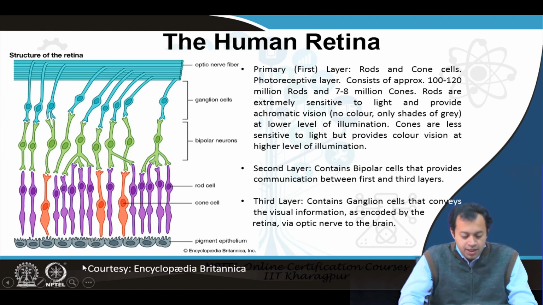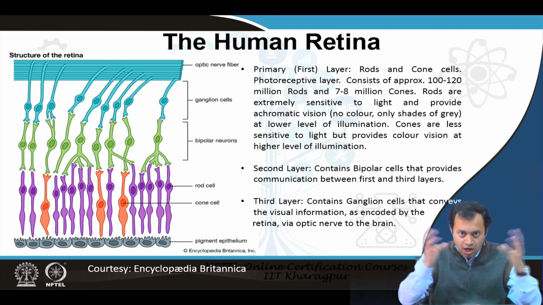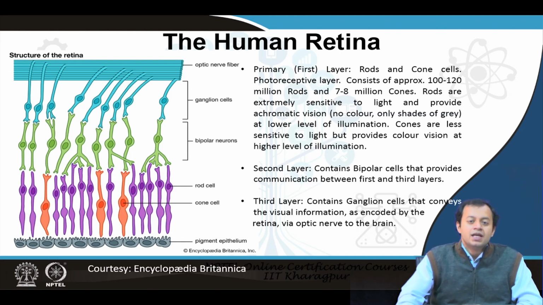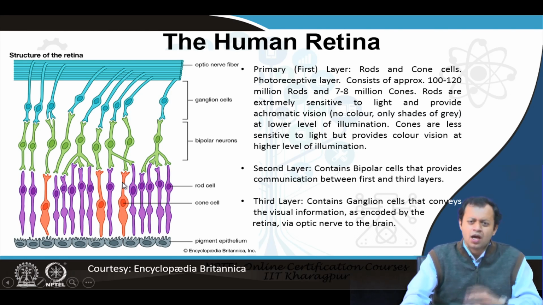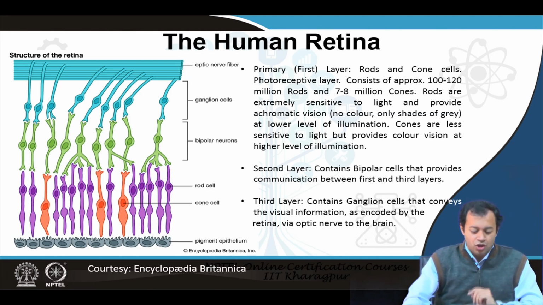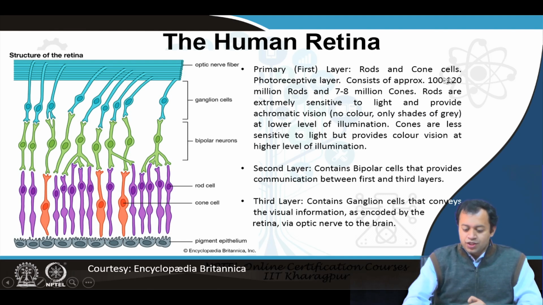The human retina contains primarily 3 types of cells. The human retina, the mushy tissue that you saw at the back of our eye, contains primarily 3 types of cells. The first one, the first layer, contains rods and cone cells. All of you have heard about rods and cone cells, but today I am going to show you a very, very cool picture of rods and cone cells. So rods and cone cells consist of approximately 100 to 120 million rods and 78 million cones.